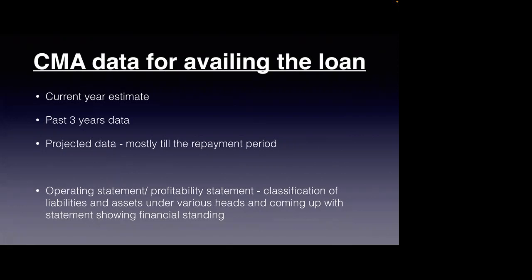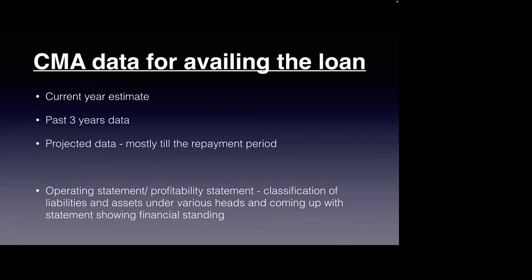The reason why they've asked you for the projected data is that they want to be sure of the money they're giving to you. They don't want you to default, and they don't want your loan account to become an NPA, which is a non-performing asset. So hence, the CMA data predominantly classifies into current year, previous years, and projected data. So that's about the CMA data.